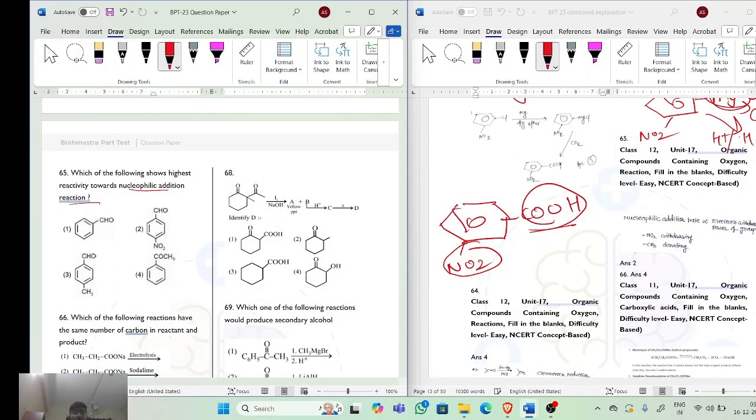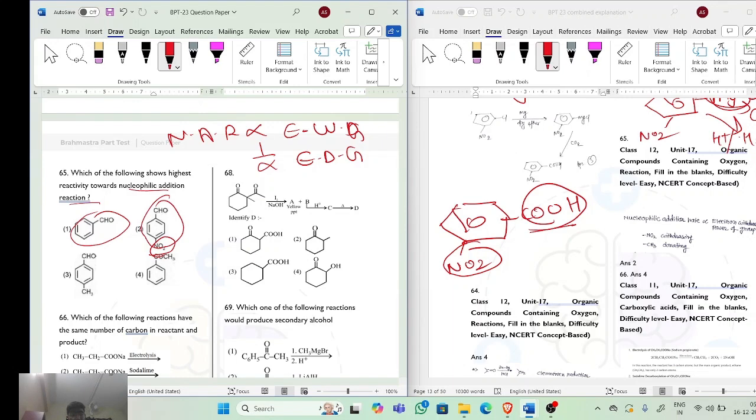Nucleophilic addition reaction. As I have discussed earlier, the reactivity for nucleophilic addition reaction is directly proportional to electron withdrawing group and inversely proportional to electron donating group. So here we can directly find which compound has the most electron withdrawing group, so it will be the highest. Here we are given just benzaldehyde, and here we are given benzaldehyde with NO2.